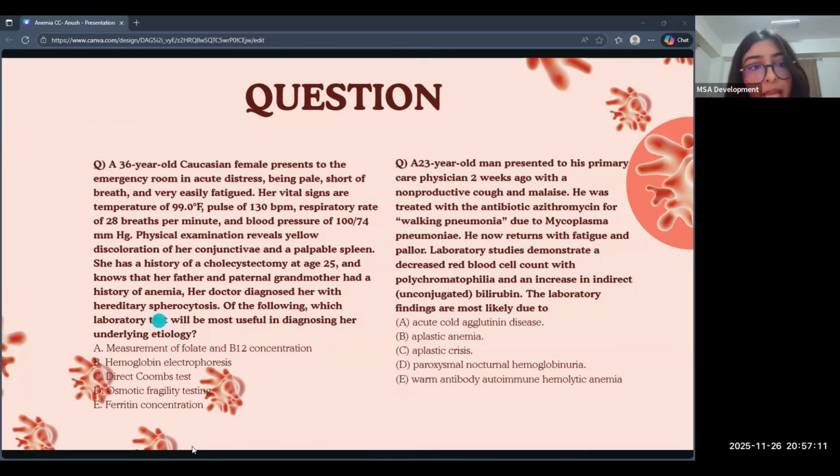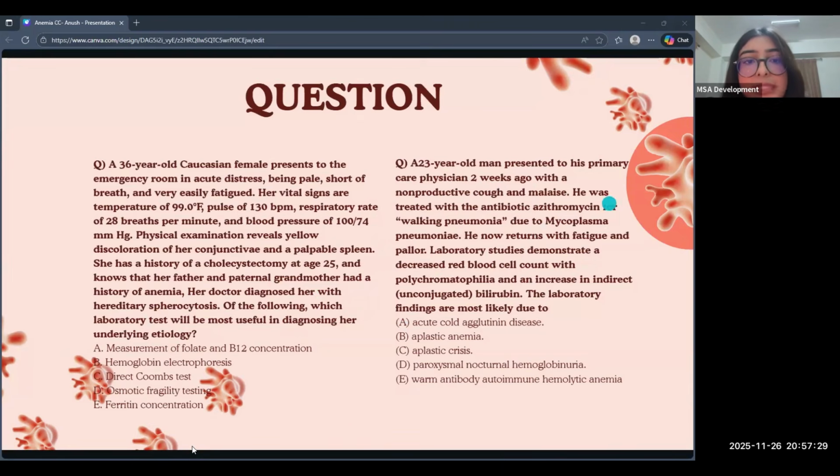Of the following, what lab test do you do? So the lab test that you will do is osmotic fragility testing. It's very important for you to remember this, okay? Because it will be consistent with hereditary spherocytosis. Okay, now let's go to the next question.